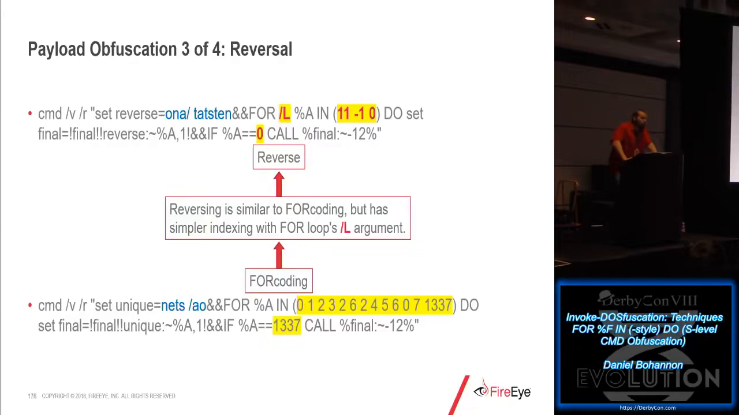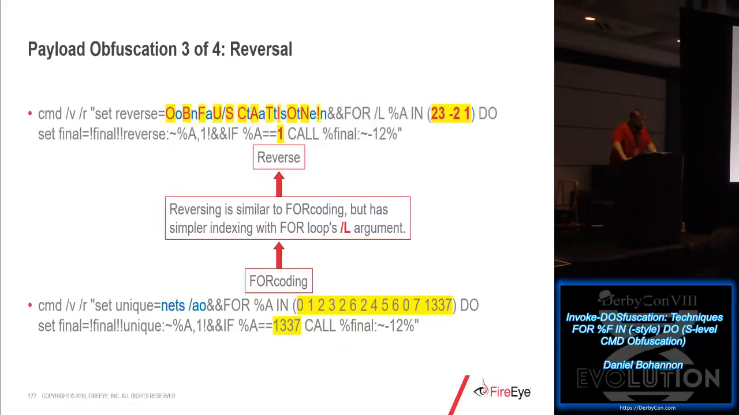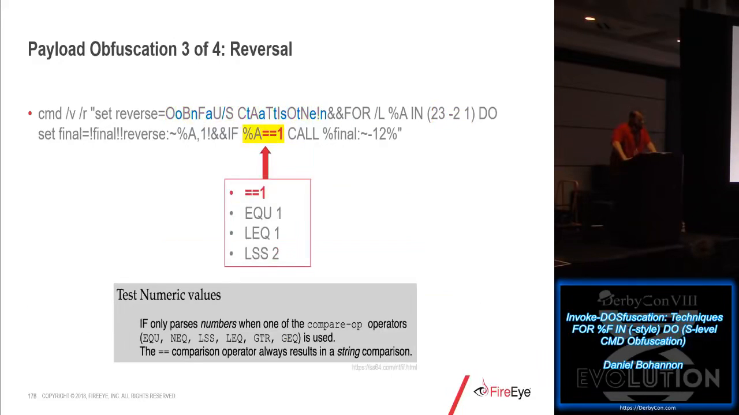Reversal is the third option. It's very similar to forecoding, except instead of specifying all the index values, we're just introducing the /L argument for the for loop, and then setting the beginning index and the negative or positive delimiter to iterate through that. And similar to forecoding, we can add additional characters, updating the start and end, and then keep going with that.